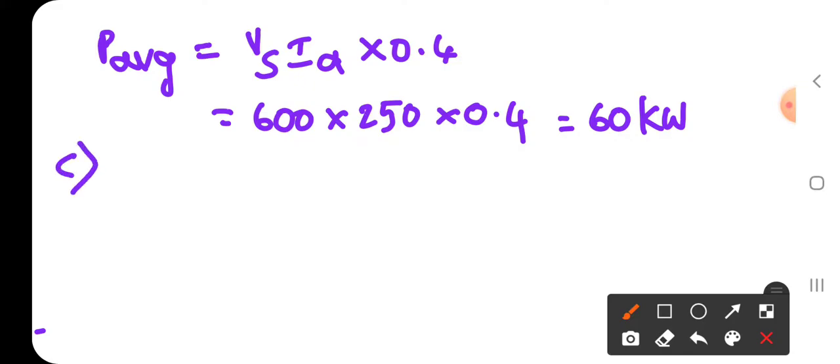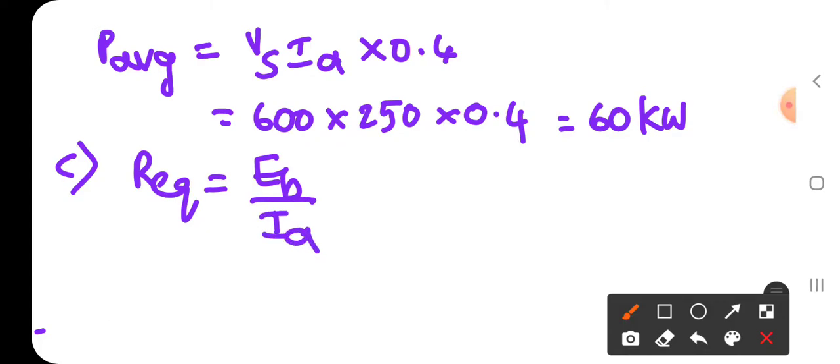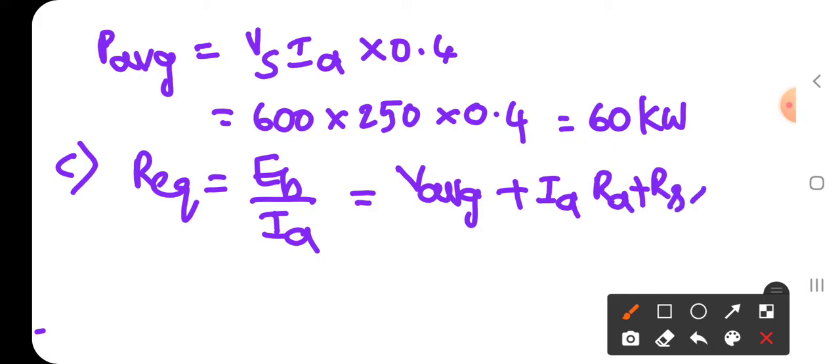R equivalent is equal to, you can write the formula like this, EB by IA, where EB is V average, that is chopper average voltage, plus IA into (RA plus RSE), by I.